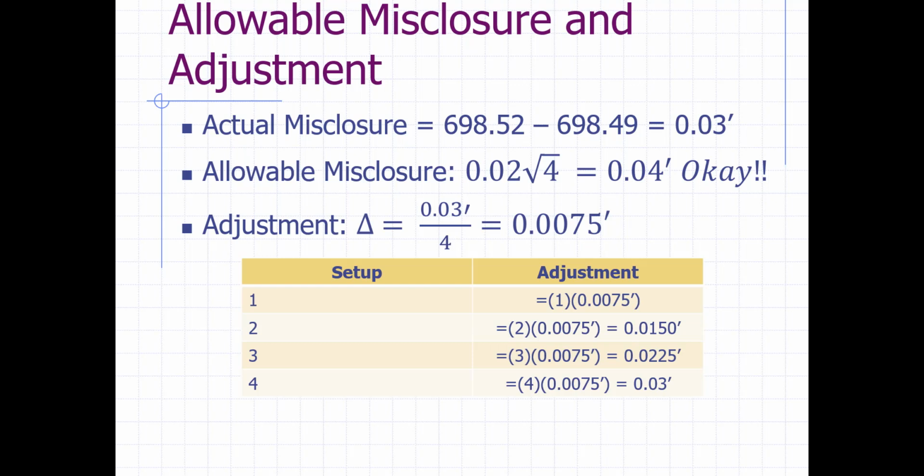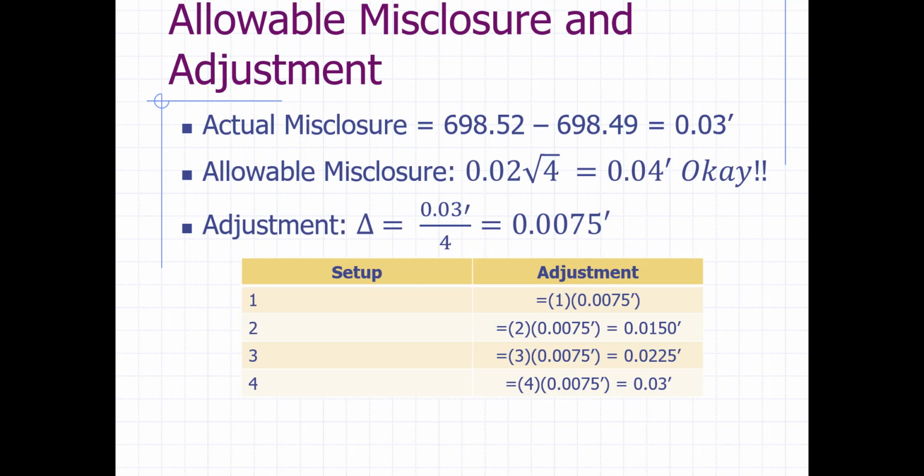Here we have a total of 4 instrument setups. Looking at the equation for our allowable misclosure, we determined that an acceptable misclosure for this scenario is 0.04 feet, meaning that we are in fact okay with our actual misclosure of 0.03 feet. Performing the adjustment process, similar to the previous problem, we look at our total misclosure, 0.03 feet, divided by the number of instrument setups, in this case 4, yielding for us an incremental adjustment value of 0.0075 feet.